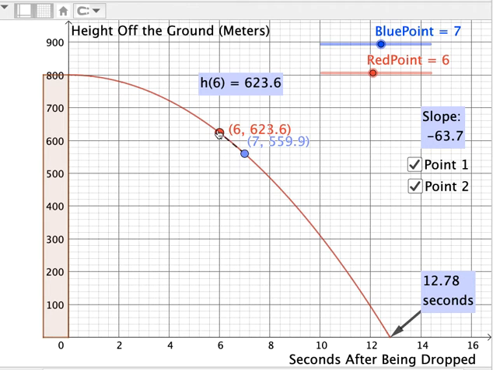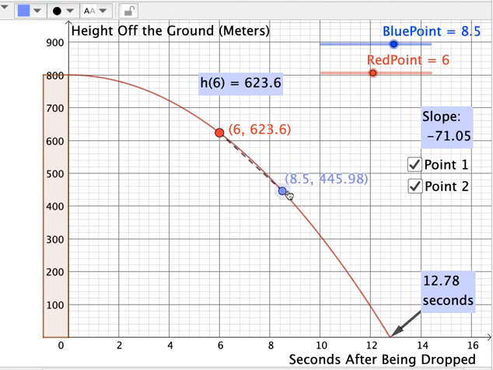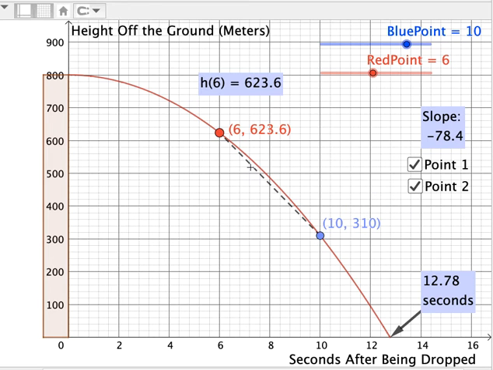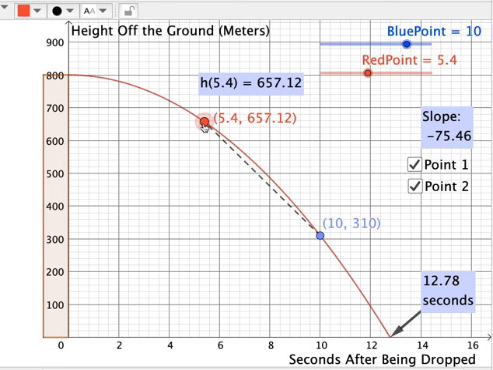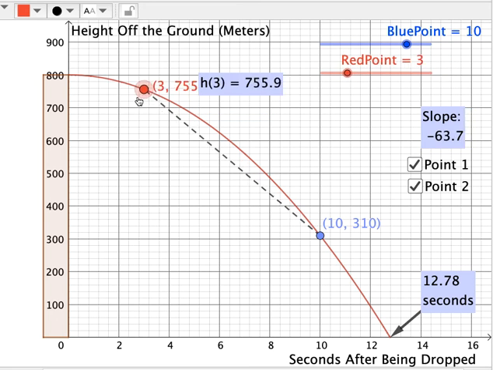Right now, when it's at 6 and 7, our slope is negative 63.7. And that's actually the difference between 623.6 and 559.9. Because what we're saying is that between the seconds of 6 and 7, the ball was dropping at a velocity of 63.7 meters per second. And so what we do is we take the total distance the ball has dropped, and we divide that by the number of seconds it took for the ball to drop.